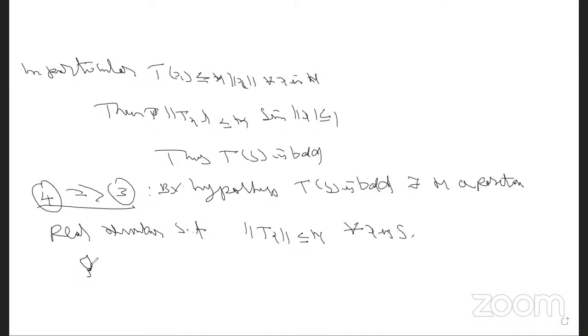So if x equals 0, T of x equals 0, so the norm of T of x equals 0, which is less than or equal to capital M times the norm of x. Now let x be a non-zero element in N.